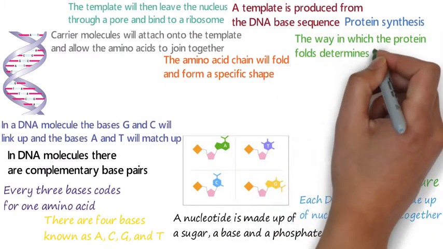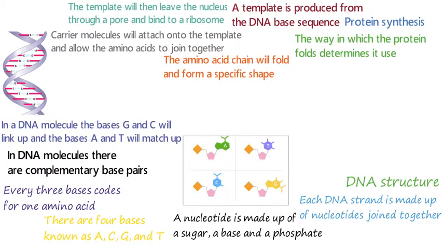The chain will then fold and form a specific shape. This is now a protein. The way in which the protein folds determines its use. For example, an enzyme will need an active site.